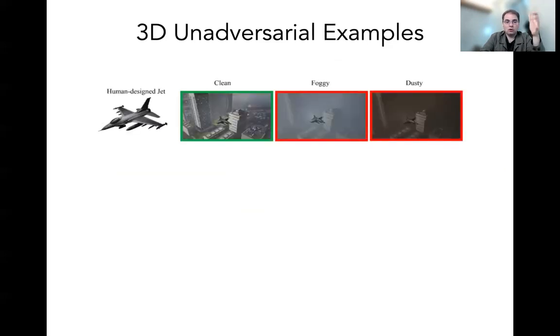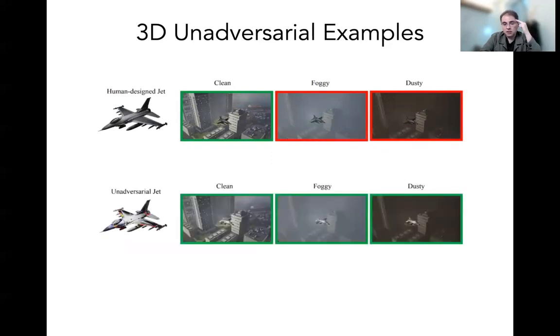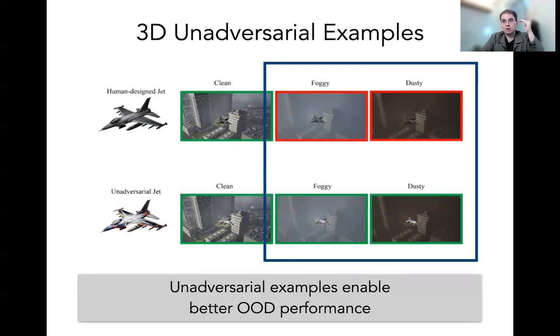Here is an example of a human-designed jet. You can recognize it easily in a clean situation, but when there is fog and dust, things might go dicey. So then you can think of an adversarial jet, which is painted in this funny way that was derived from the sensitivities of the model, and in which this object becomes easier to see across a variety of situations. So you are adding a design that makes it easier for the model, not for the humans, to see.